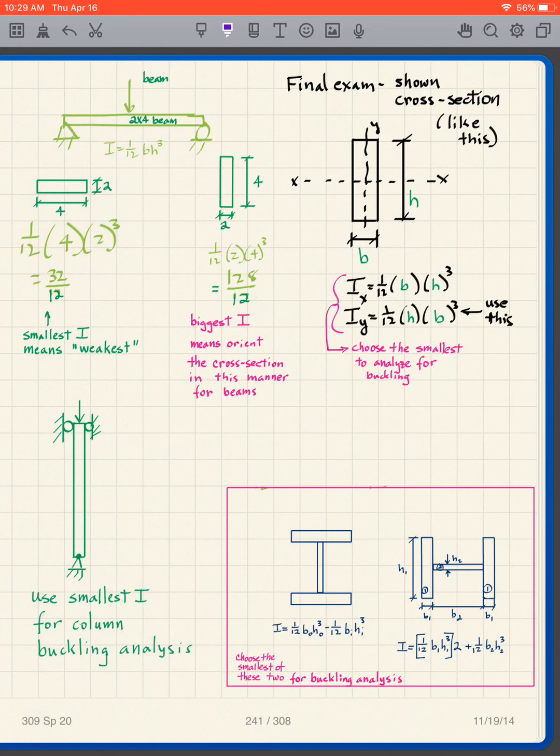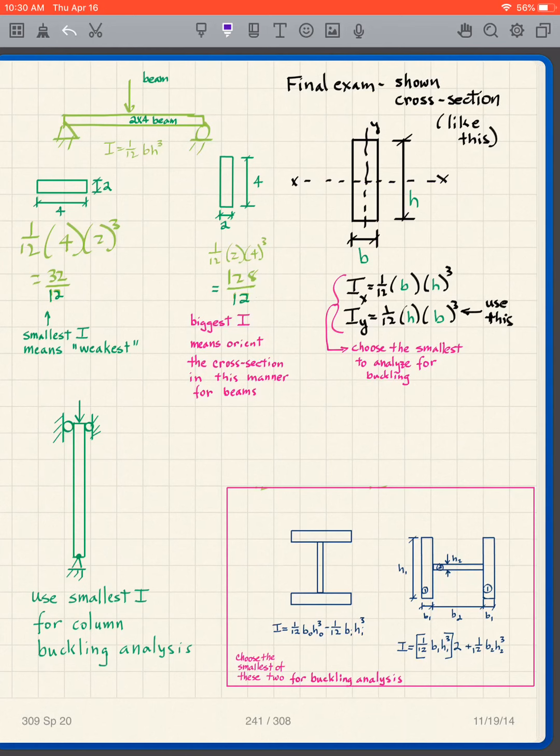I want to remind you of how to do these moments of inertia because it's been a while since we've done them. The rectangle is pretty easy. If I give you a rectangle, you have to take the smallest moment of inertia, and that's going to be the orientation that makes it look with the largest base.